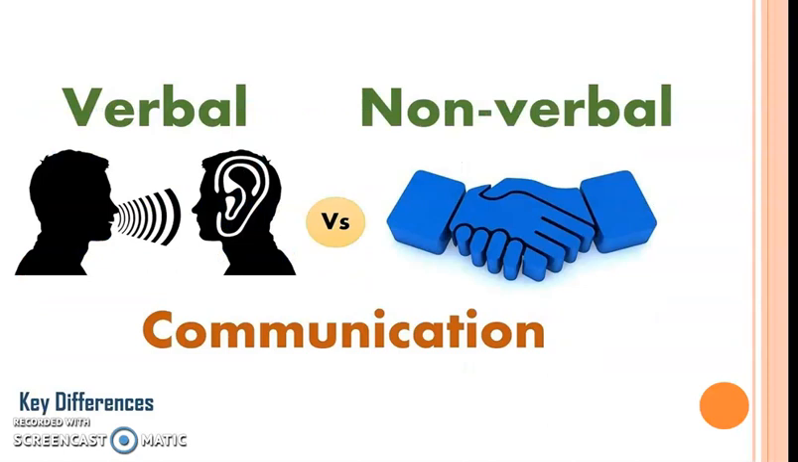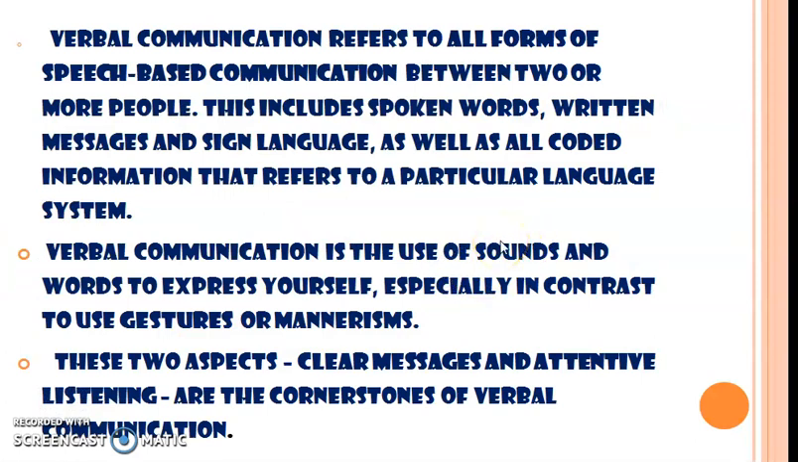Communication has two types. One is verbal communication and the other one is non-verbal communication. What is verbal communication? Verbal communication is nothing but oral communication. It refers to all forms of speech-based communication between two or more people. This includes spoken words, written messages and sign language, as well as all coded information that refers to a particular language system. Verbal communication is the use of sounds and words to express yourself, especially in contrast to the use of gestures or mannerisms. Clear messages and attentive listening are cornerstones of verbal communication. These two aspects are very important in oral communication.